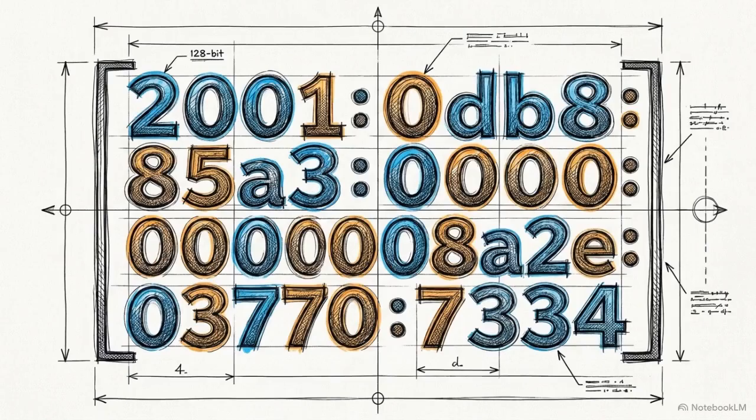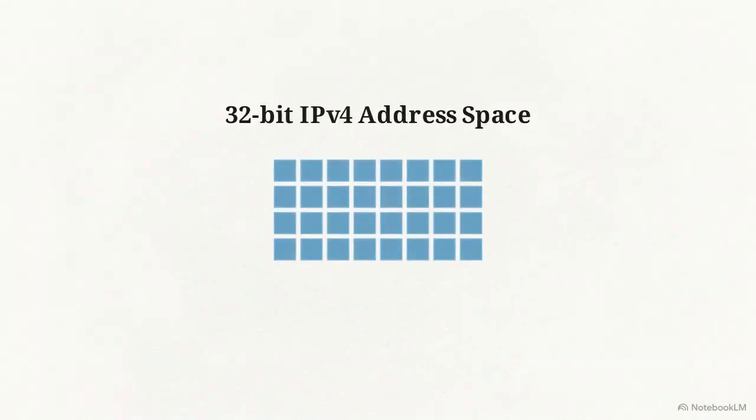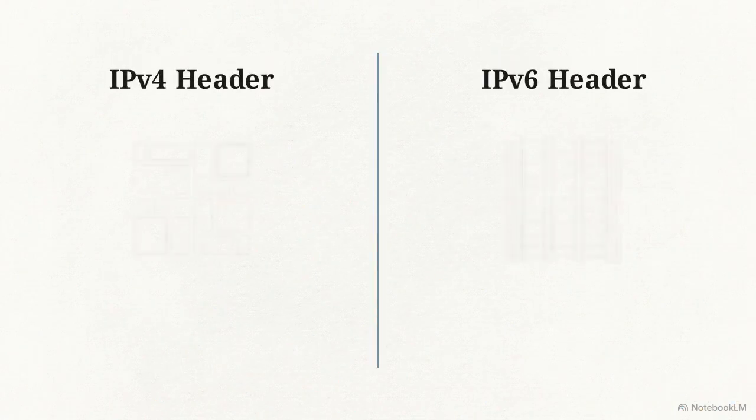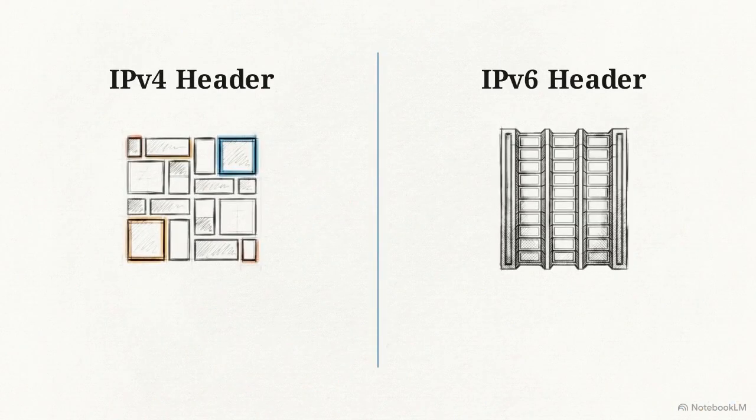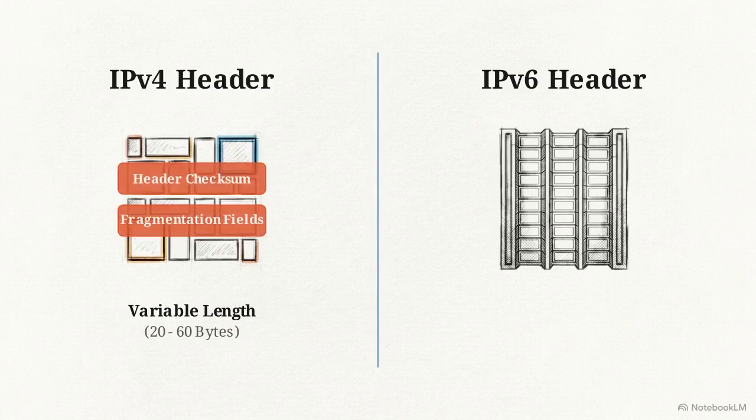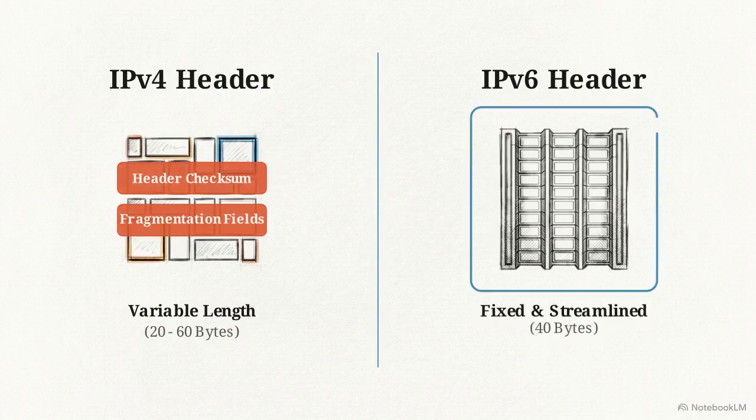The structural resolution is IPv6, codified in RFC 8200. It expands the primary address space from 32 bits to 128-bit capacity, yielding a virtually limitless supply of unique identifiers. This side-by-side diagram highlights the protocol optimizations. IPv6 replaces the complex variable-length IPv4 header with a streamlined fixed 40-byte block.